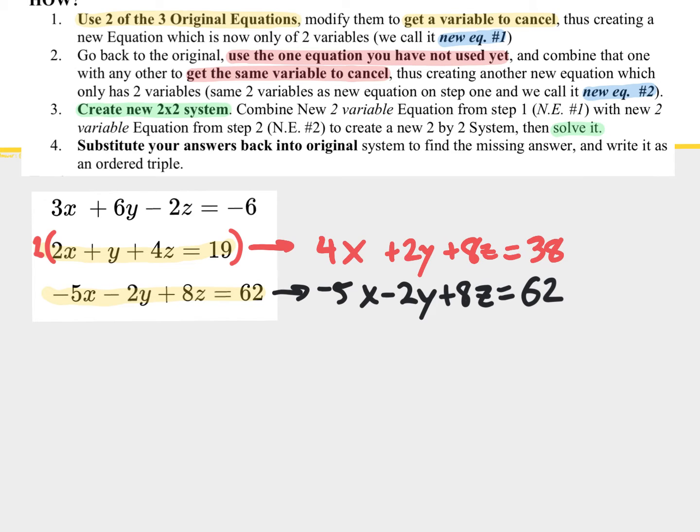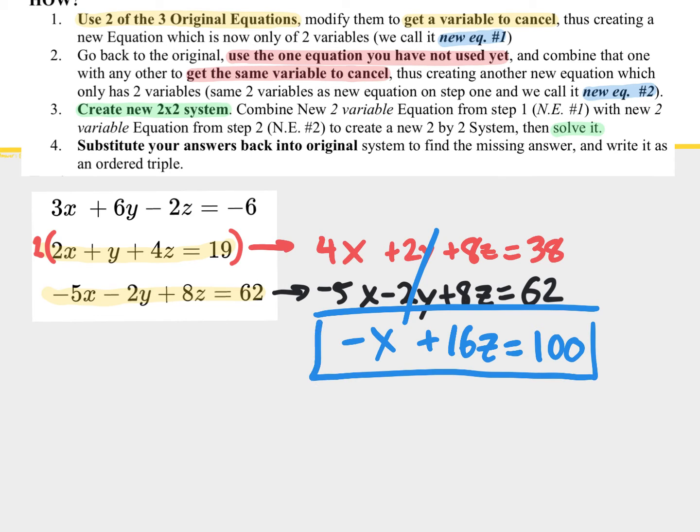You guys agree? Yes. All right. So now we are able to combine the lines, eliminate the y's. 4 minus 5 is -1 with an x. 8 plus 8 is 16. And of course, we're talking about z's. Equals 38 plus 62. Dang, that is 100. This is step one, finding this new equation number one that only has two variables, right? Let's move on to step two.